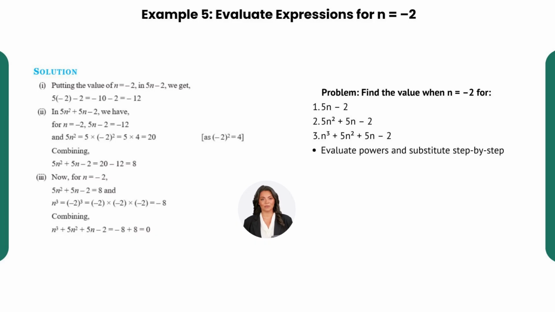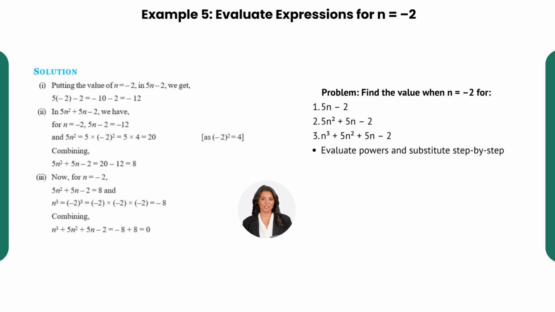Now, the cube of -2 is -8. Adding this to 8 yields 0. Great! The last expression evaluates to 0, meaning n equals -2 is the root of the polynomial n cubed plus 5 times n squared plus 5 times n minus 2. Notice how powers affect positive and negative values. Negative squared becomes positive, but negative cubed stays negative.